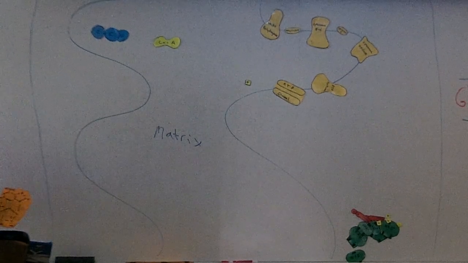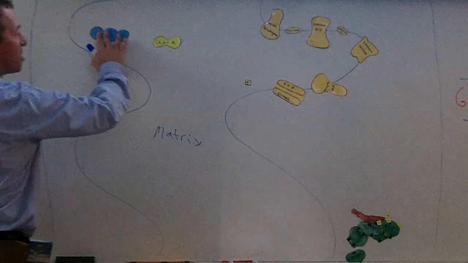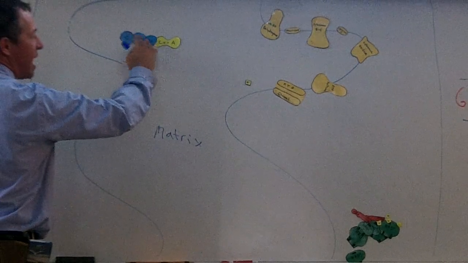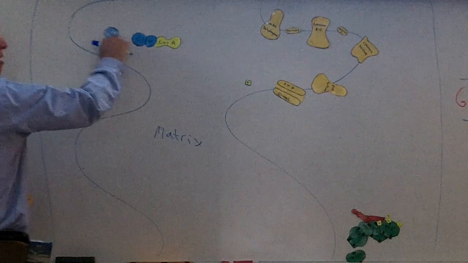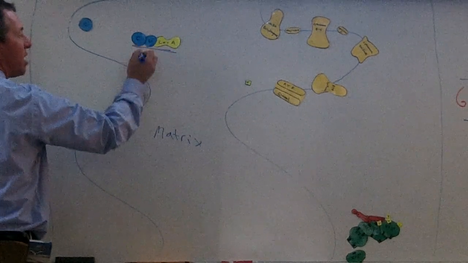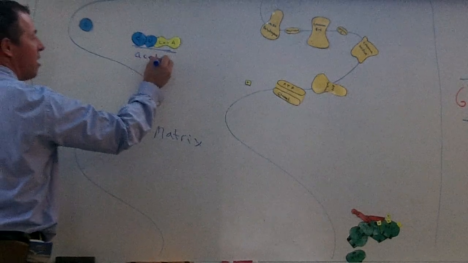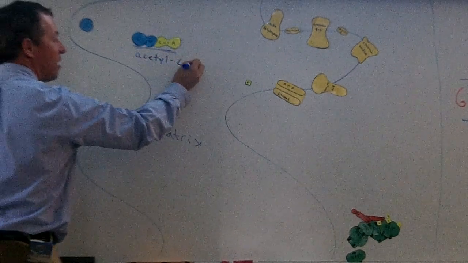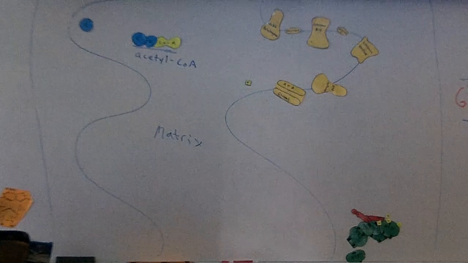Yes. The preparatory reaction goes like this. Pyruvate attaches to coenzyme A, and one of the carbons falls off, and you're left with a new molecule. This molecule is called acetyl-CoA. Acetyl coenzyme A.